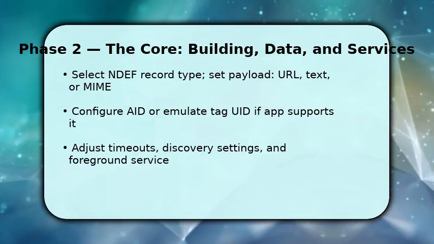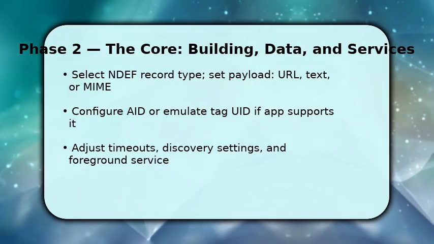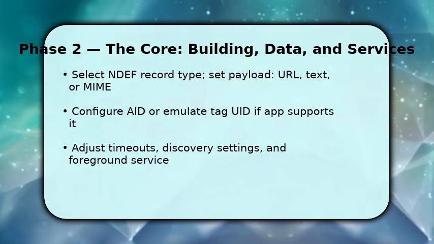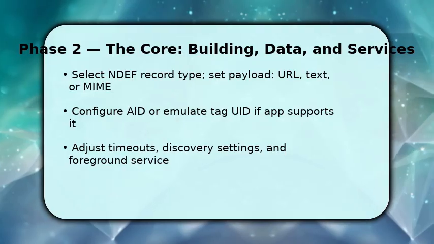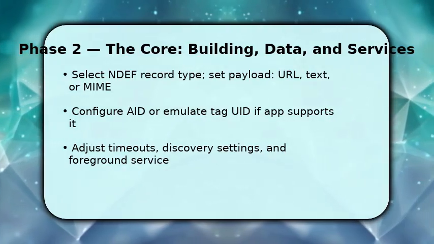Once set, enable foreground emulation or a sticky notification so the OS keeps the service alive. Test by tapping a reader. If the reader misses the tag, increase timeout and lower device distance for a clean handshake.